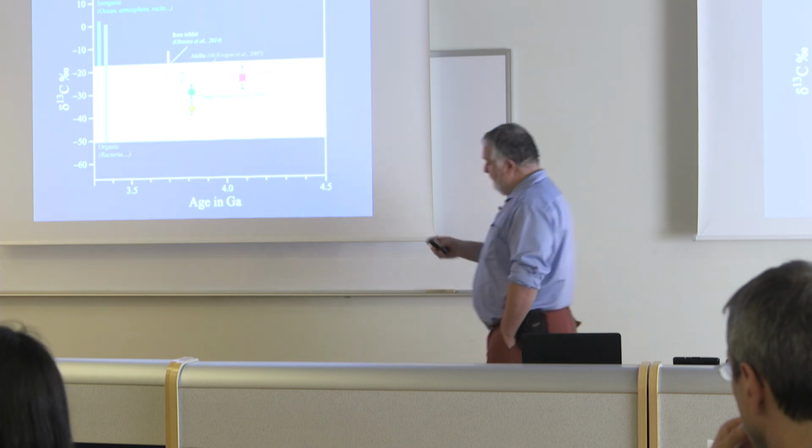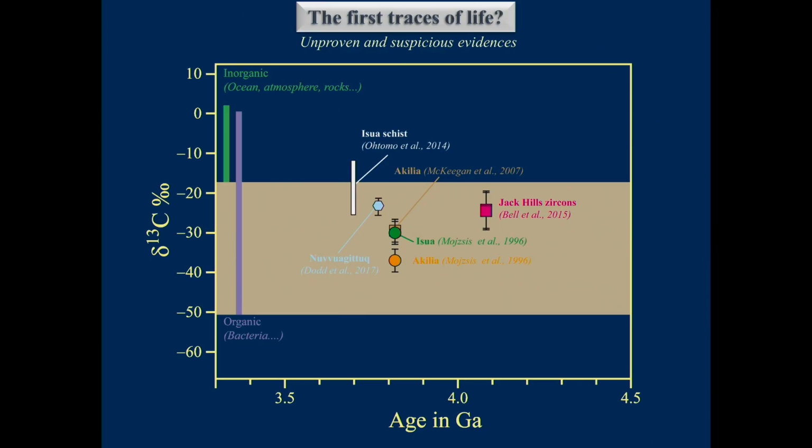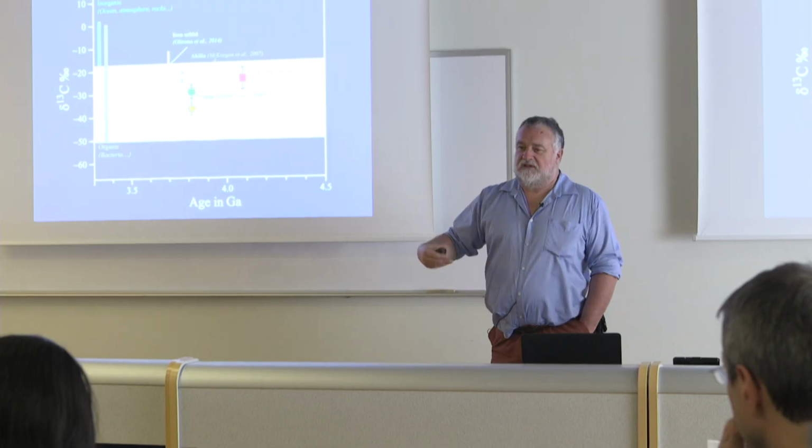And when we plot in this diagram the graphite from Isua or Akilia, the graphite from Nuvvuagittuq here in the tube, and the graphite in Jack Hills, okay, they plot in the domain reserved for biologic carbon. And the authors of this paper say, okay, we have found isotopic carbon signature typical of life. Of course, there is a but.